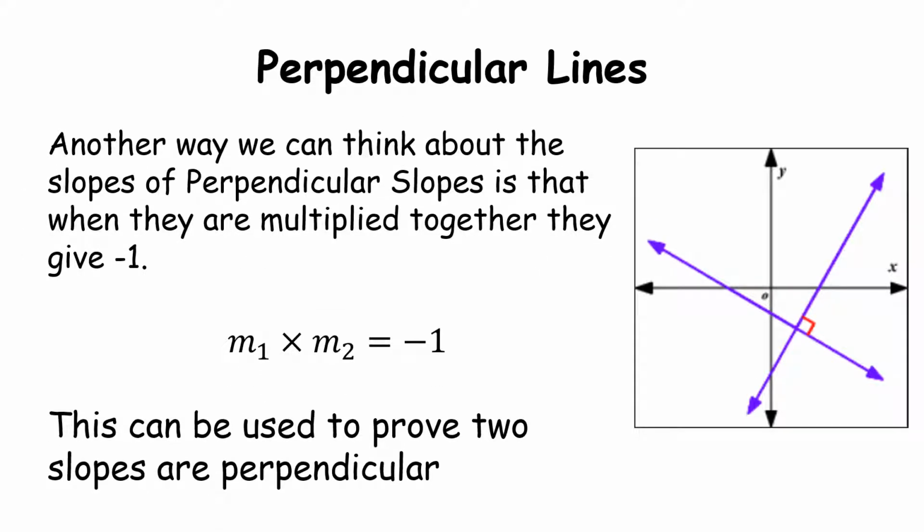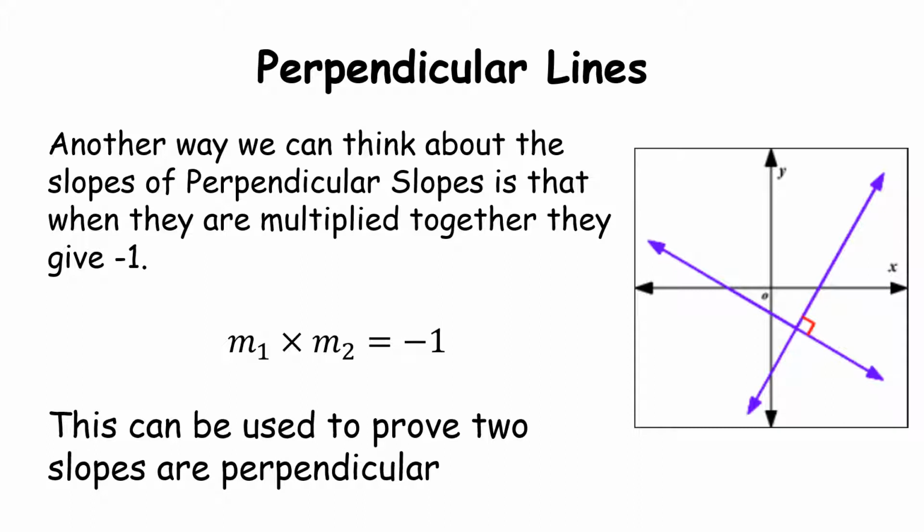Another way to think about the slopes of perpendicular lines is that when they are multiplied together, they give us -1. So this could be very useful when we have to prove that two slopes are perpendicular. I would definitely be using the idea of opposite reciprocals if I ever have to get a perpendicular slope. But if I've got two slopes and I'm asked, are they perpendicular? A great way to demonstrate that is to show that when I multiply them together, I get -1. So what opposite means is that we're going to have to change the sign.